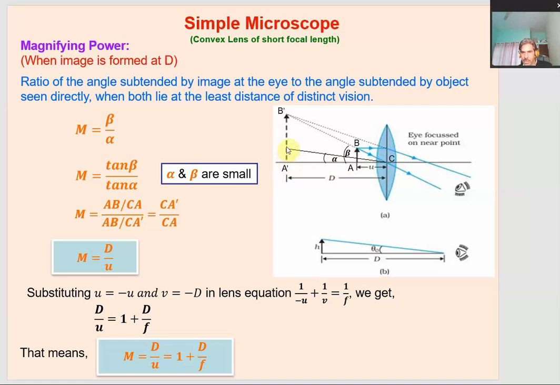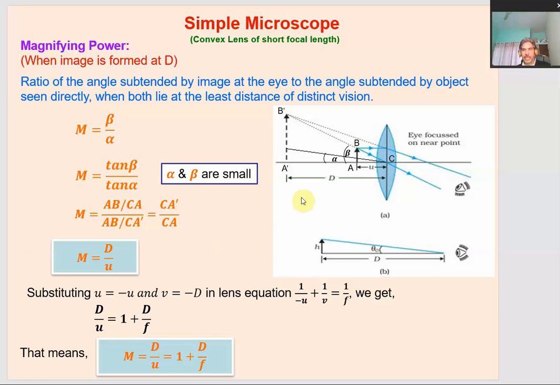Now this is nothing but the object placed at the least distance of distinct vision. It is not actually placed there, but we are supposing the object to be at the least distance of distinct vision so that we can get the ratio of the angles made by the image and the object. So the length A dash B double dash will be equal to AB. That's why in tan alpha we are using AB in place of A dash B double dash, upon CA dash. So it cancels out and we are left with only CA dash upon CA.